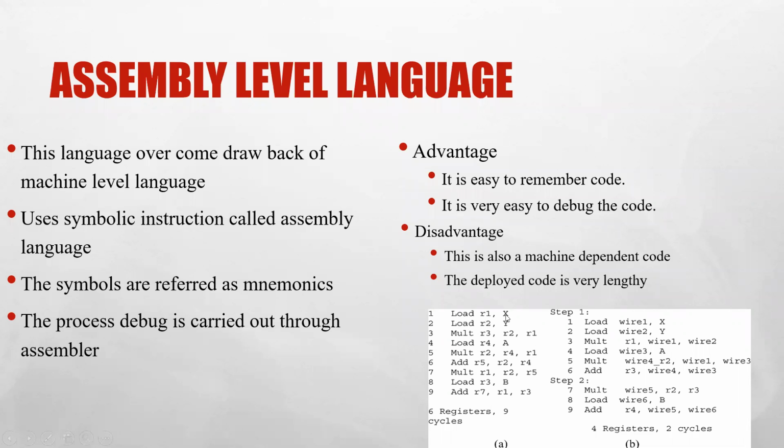Load R1 X means it is going to load a value into R1 from X. One more load for the Y value. Multiply both R1, R2, and R3. Mult is used to multiply. Add means it is used to add three numbers. So this is how assembly level coding looks like. So this is what assembly level coding is.